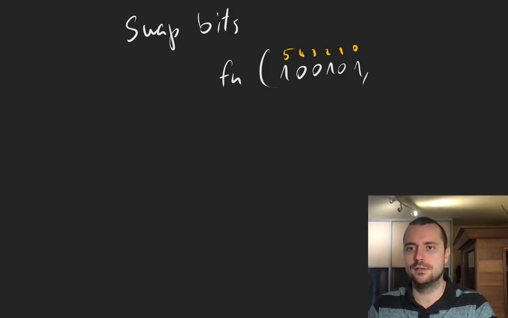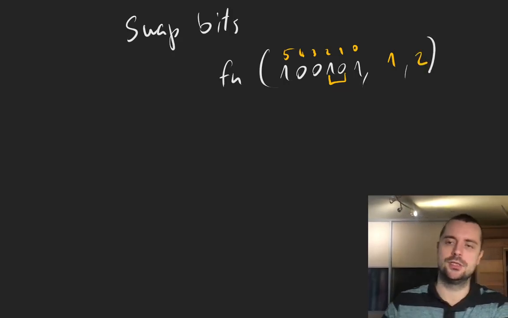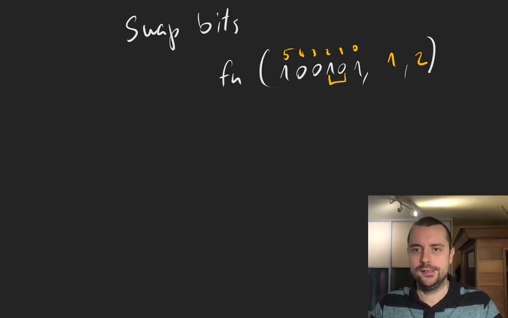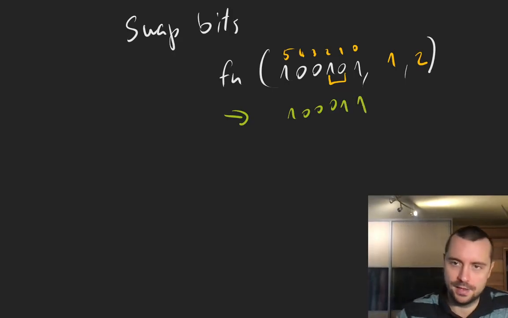Okay, so we are given 3 arguments. So let's say that we are swapping those two numbers. So we're given an index 1 and 2, right? And this is our function signature, right? And then we just return the resulting number, which in our case, this is the same, and then we swap 1 and 0. So we have 0 1 1. So this is our return value.